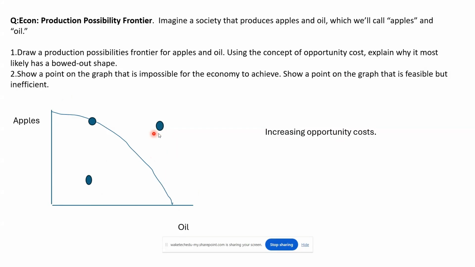And remember, as we go down the curve, our costs increase. So we have increasing opportunity costs. The whole reason for that is because our first batch of apples are going to be where apples are most efficiently grown. And the same thing for oil. Our first batch of oil is going to be where oil is most efficiently drilled for.